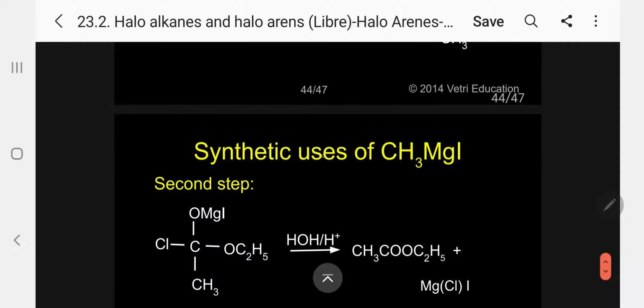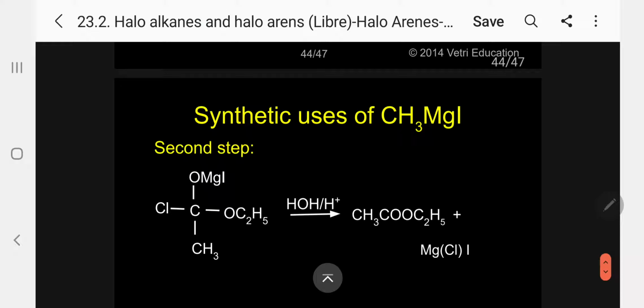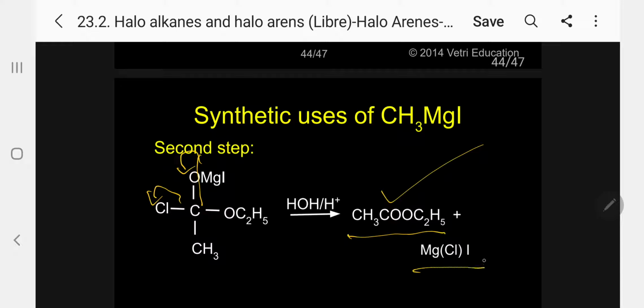So now what will happen? It undergoes hydrolysis. In what way? So this is now going out in the form of MgI and Cl minus, kindly follow. So ethyl formate we are getting, and we are getting magnesium chloride iodide, MgClI.